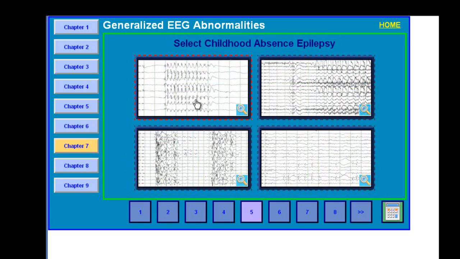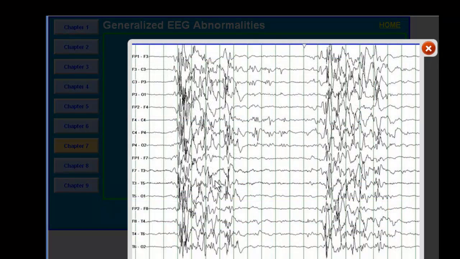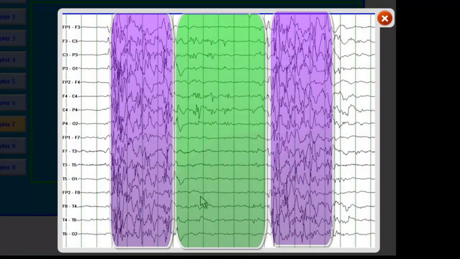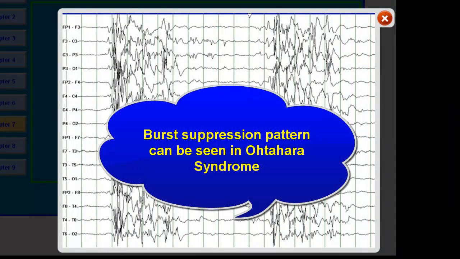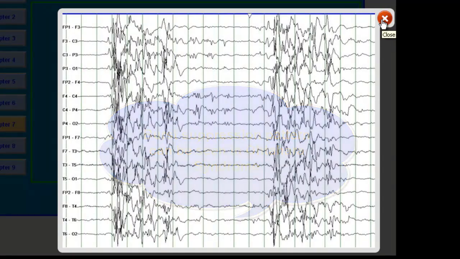Select childhood absence epilepsy. What are the EEG findings in childhood absence epilepsy? Let's review this one. This EEG shows a burst suppression pattern. This is a burst. This is a period of suppression. If you see a burst suppression pattern in someone with anoxic brain injury, it's a very poor prognosis for functional recovery. In a young individual with epileptic encephalopathies, you can see a burst suppression pattern, but this specific pattern can be seen in what is called Ohtahara syndrome, which is an epileptic encephalopathy. So this EEG is from a patient with Ohtahara syndrome.